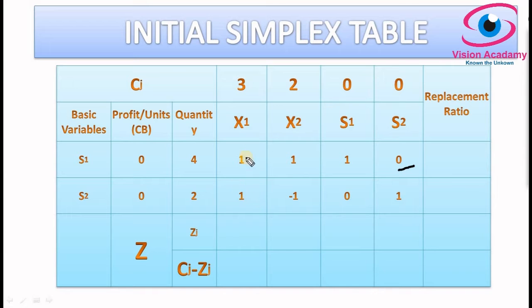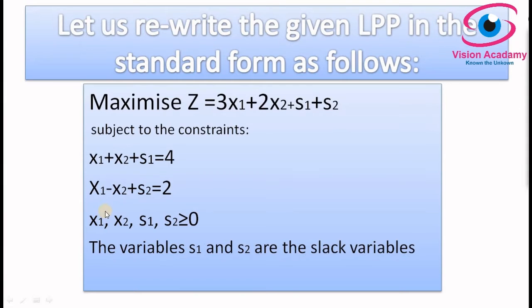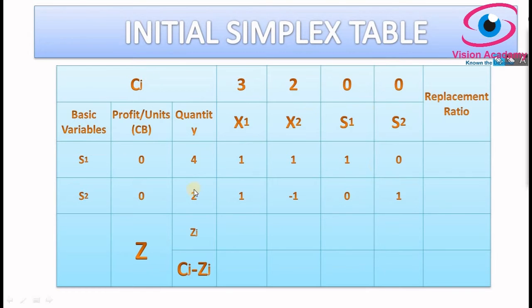And if you come to the second constraint, x1 value is 1, x2 value is minus 1, and there is no s1 value in the second constraint, but there is an s2 value in the second constraint, so 1. We have given the respective values. So which means in the initial simplex table we have filled what is available after rewriting into standard form of LPP. After filling, we have to calculate z, zj, cj minus zj.